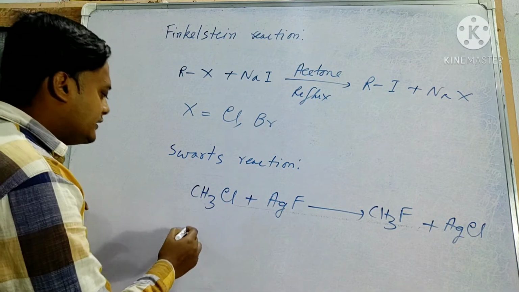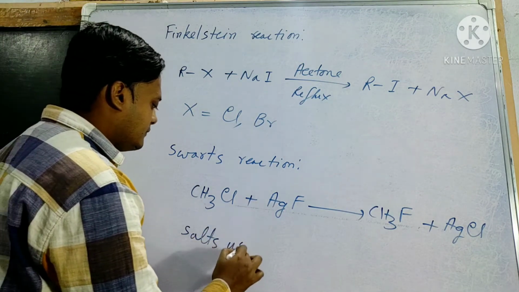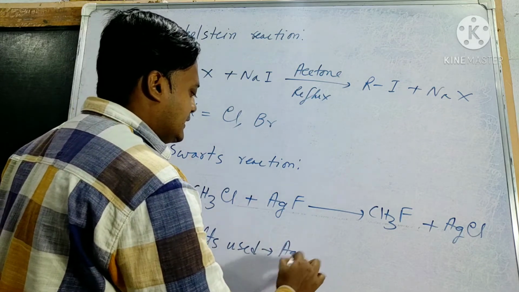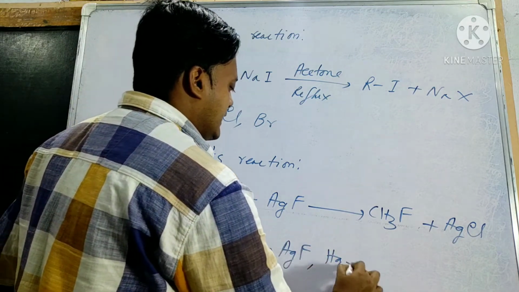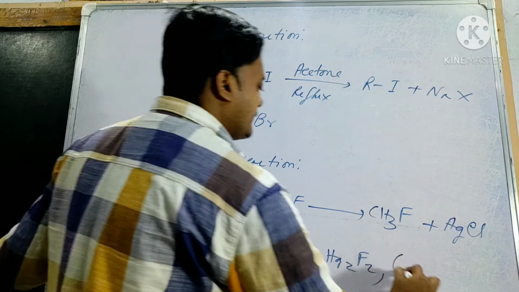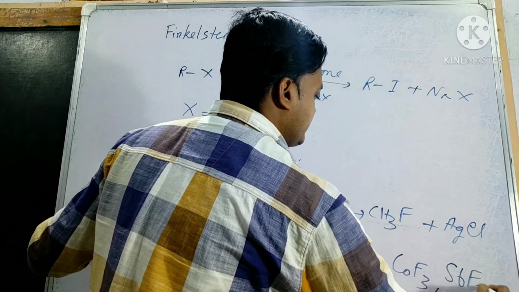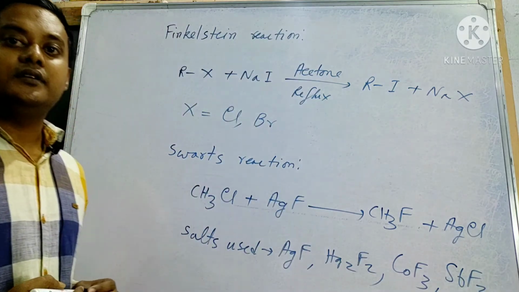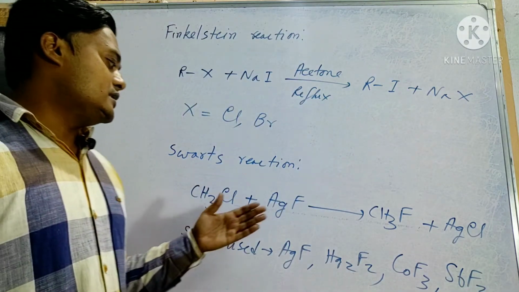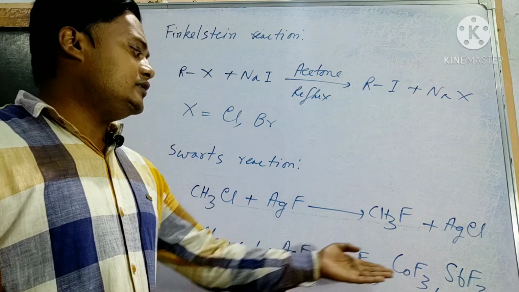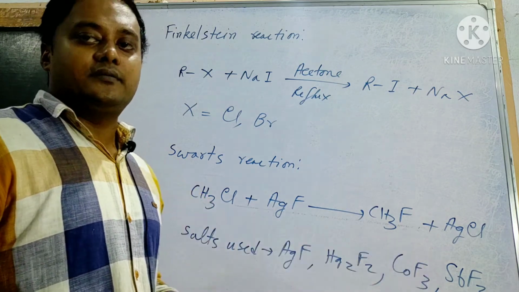Now what are the salts used? AgF, Hg2F2, CoF3 cobalt fluoride, and antimony fluoride SbF3. These salts we use: silver fluoride, mercurous fluoride, cobalt fluoride, and antimony fluoride.